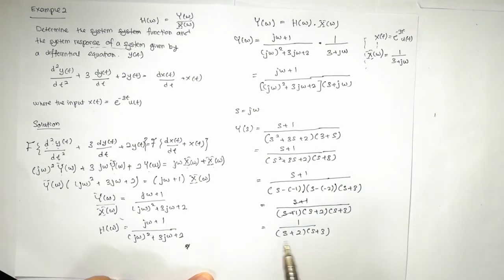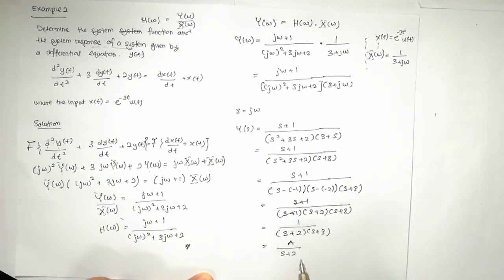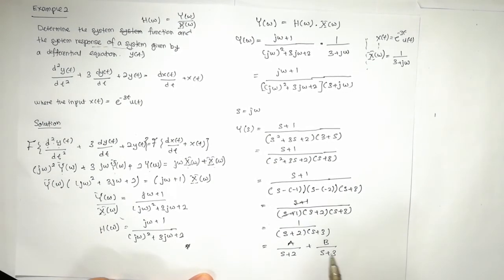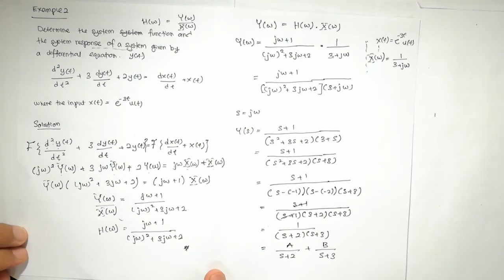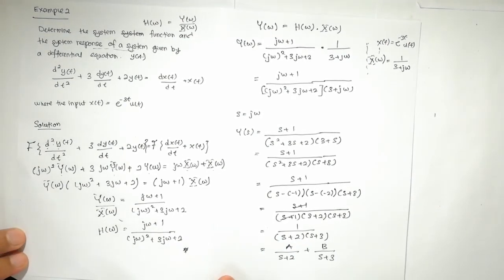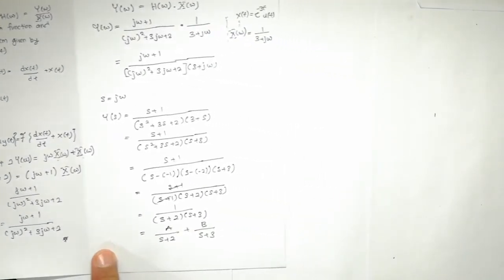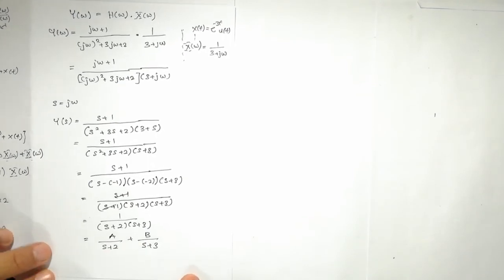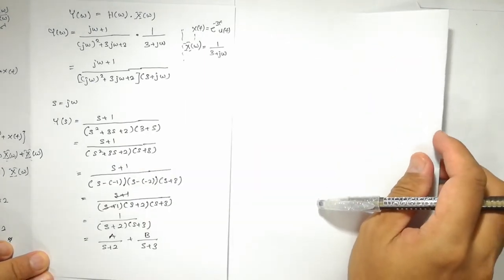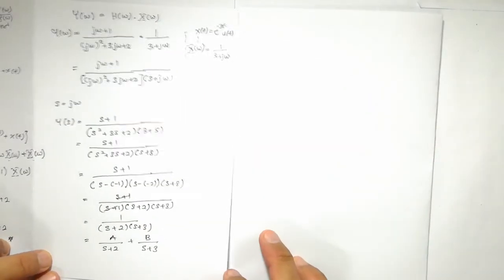So this will be equal to A over (s + 2) plus B over (s + 3), which is the partial fraction. So the next one is that we need to find the value of A and B for this partial fraction. Okay, so let's do it.